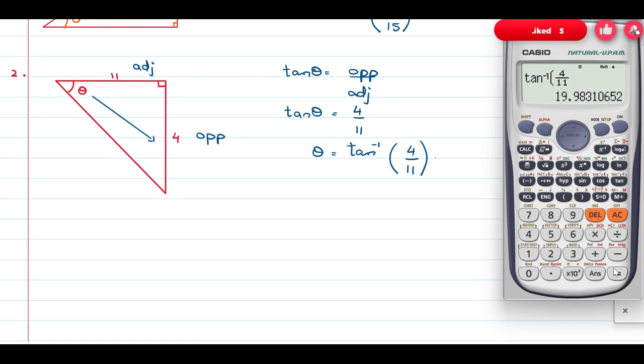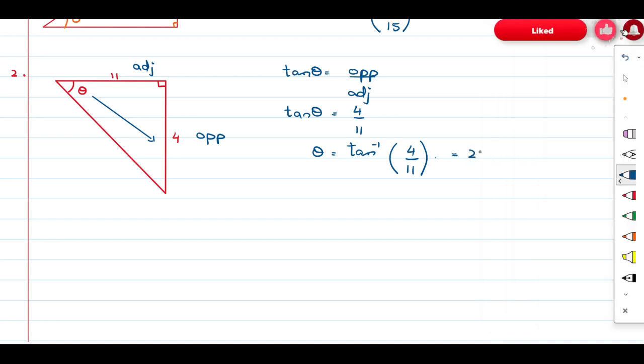This should be 19.98. Okay, so this is 19.98. So 19.9, but the next digit is 8. So you need to round up. So this 9 turns to 10. When it turns to 10, so 1 over here and 0 over here. So 1 plus 19 is 20.0. 20.0 degrees. This is how we round it.